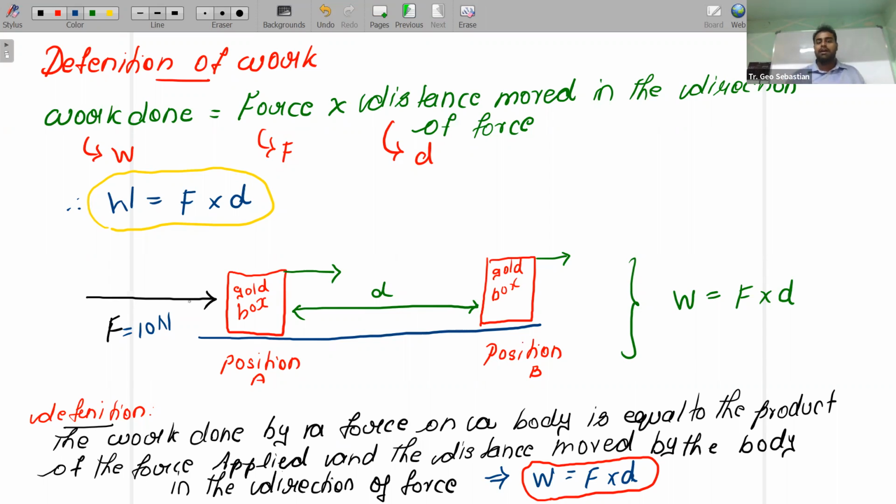Now read the definition. The work done by a force on a body is equal to the product of force applied and the distance moved by the body in the direction of force. Understood? So what do you mean by work done? Work done is equal to force into distance moved by the body in the direction of force. I hope you guys understood. Fine. Okay.